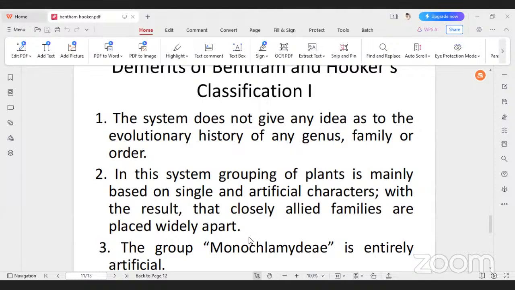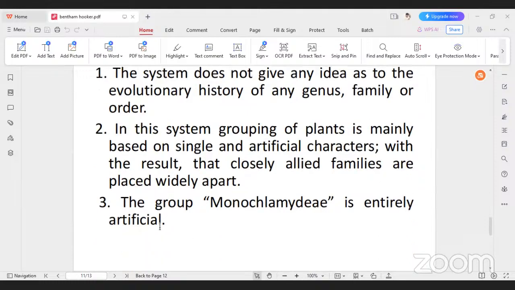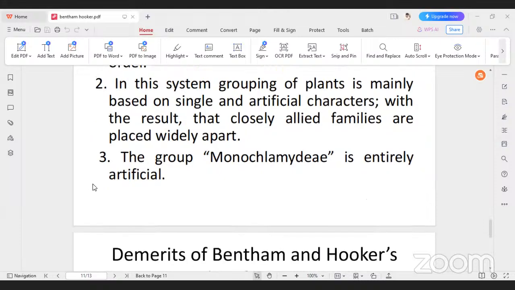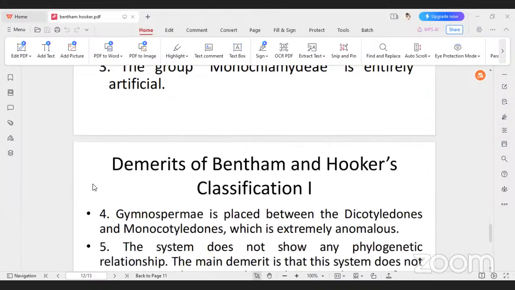With the result that closely allied families are placed widely apart, and the group Monochlamydeae is entirely artificial. Monochlamydeae has only one character, which is the perianth, or maybe the reduced petal. That is also not the proper way.